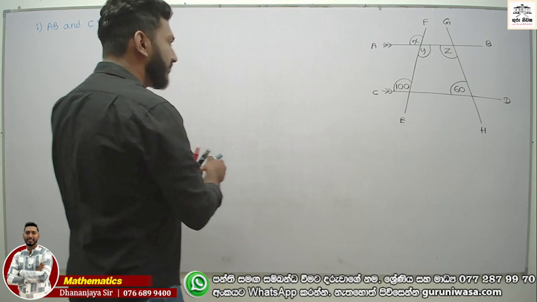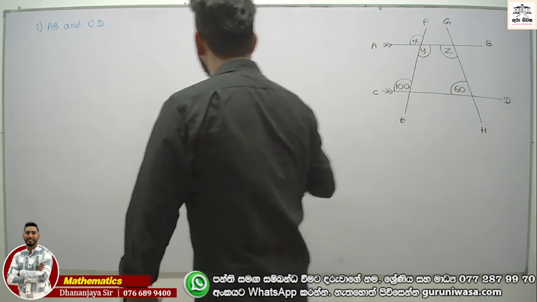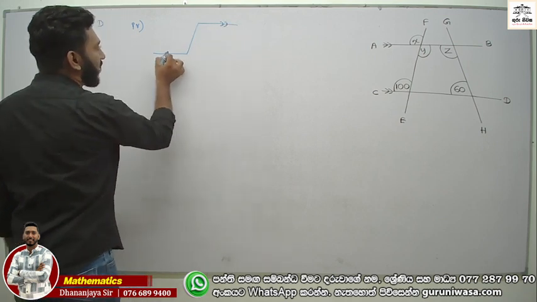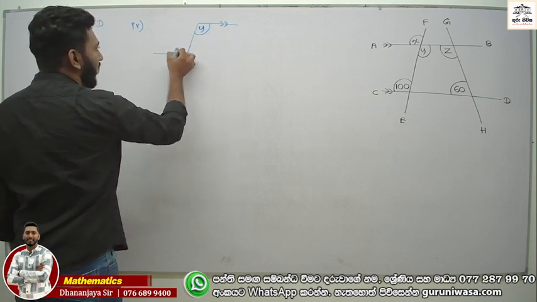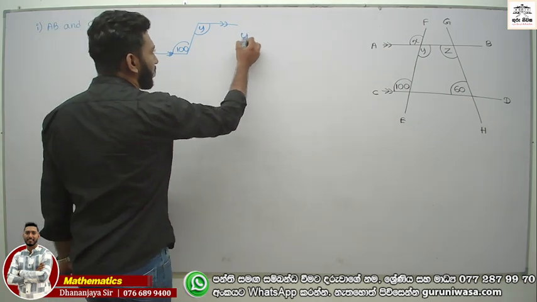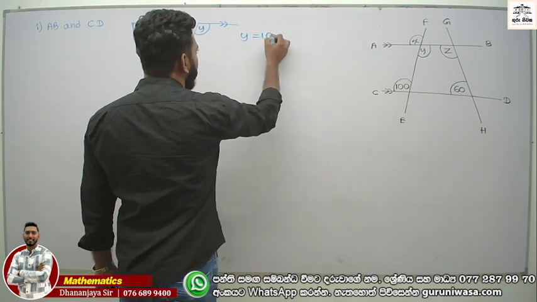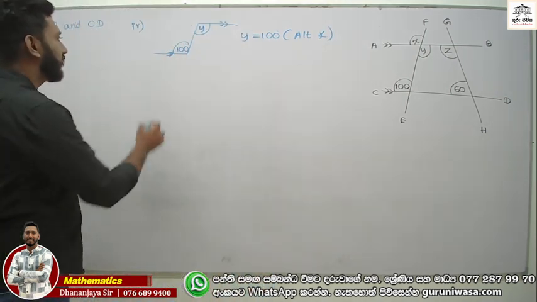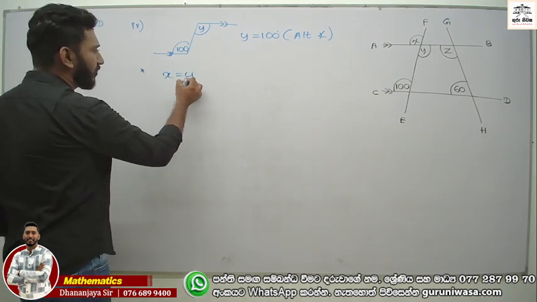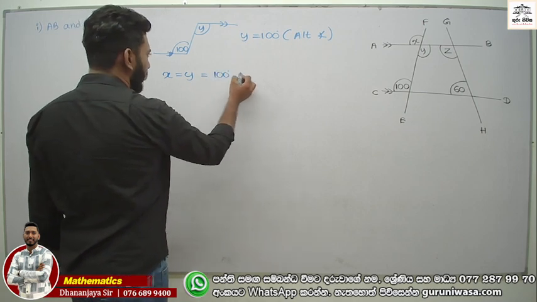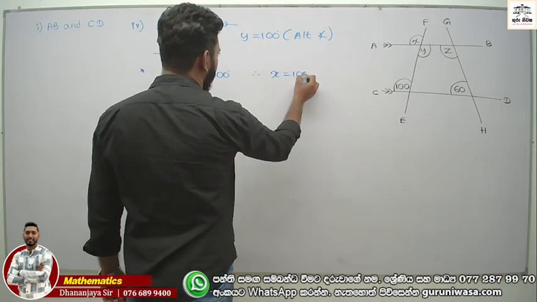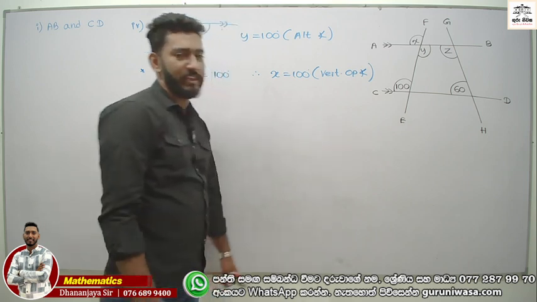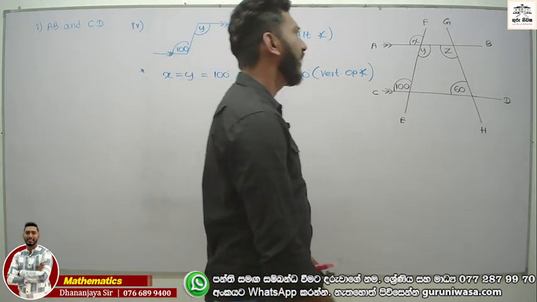Now, look at this. This is a symbol Z. These straight lines are equal. Here is Y and here is 100. Then Y is equal to 100 because of alternate angles. As well as the second thing, X is also equal to Y and Y is equal to 100. Therefore, X is equal to 100. What is the reason? Vertically opposite angles.